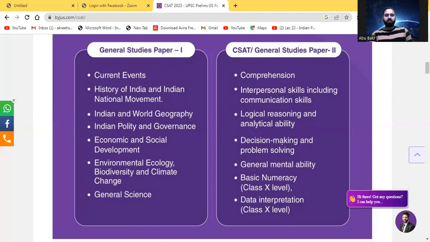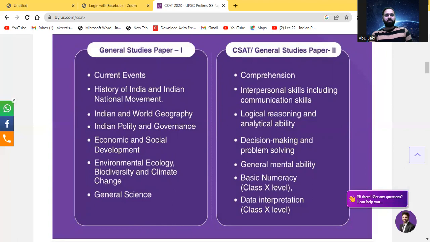Then decision making and problem solving questions are also asked. Of course, if you are to become a good administrator, then your decision making power should be good, and your problem solving must also be good. So that is checked through mathematical questions. Then general mental abilities are also checked.